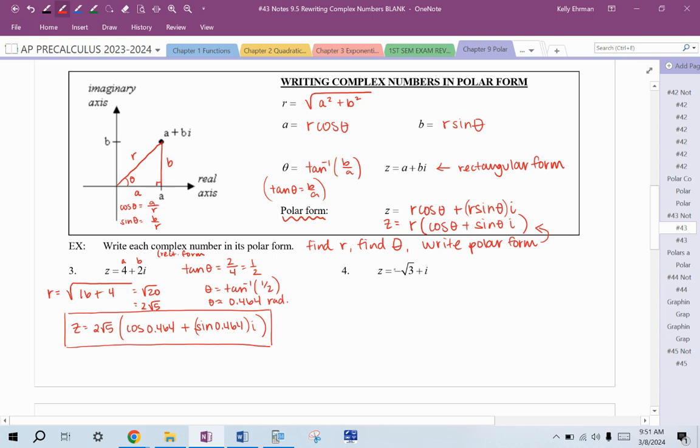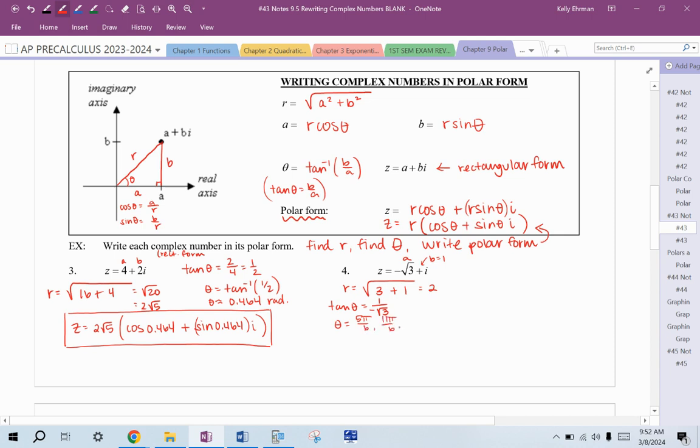Okay, let's do the same thing here. So a is negative radical 3, b is 1. So find r first. The square root of, when you square a negative, it becomes positive. When you square radical 3, it becomes 3, plus 1 squared is 1. Square root of 4 is 2. Tangent of theta equals 1 over negative radical 3. This could be a non-calculator one. So when is tangent of theta equal to negative radical 3? Well, there are 2 angles that make that happen. The reference angle is pi over 6, and we're negative. So 5 pi over 6 or 11 pi over 6.